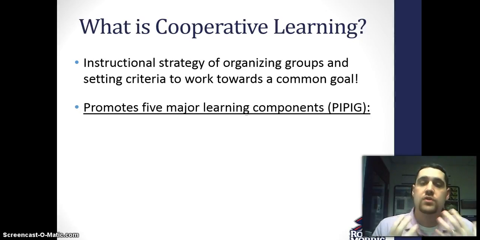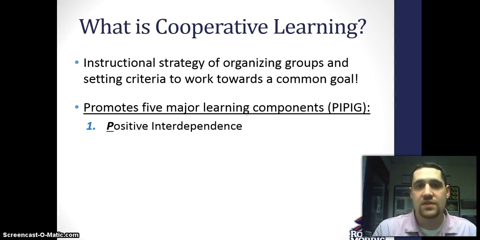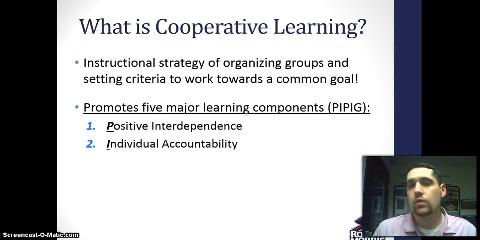And this is where the first learning objective came in, where we talked about the five learning components that it promotes. And this is where I call it PIPIG. I think we'll be able to remember PIPIG. And number one, it promotes positive interdependence. We're able to look and see that people can positively work together in an environment. What we also learn is that it's individual accountability. People are held to their own standards to accomplish their part of the task.